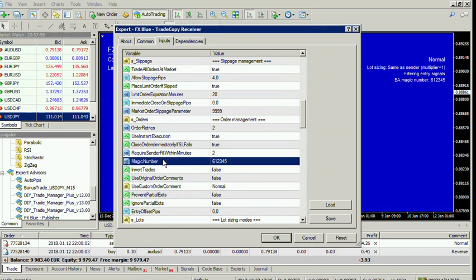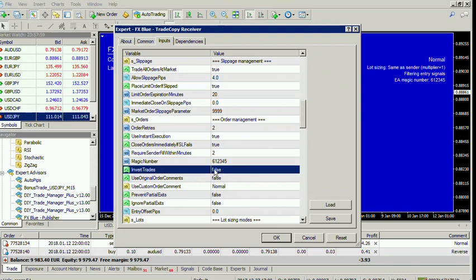So as I said, the magic number is not copied over from the originating platform, and therefore we can specify our own magic number, but this is the magic number that will be applied to all trades by this receiver. In this case, we're not inverting trades, so this one is set to false.